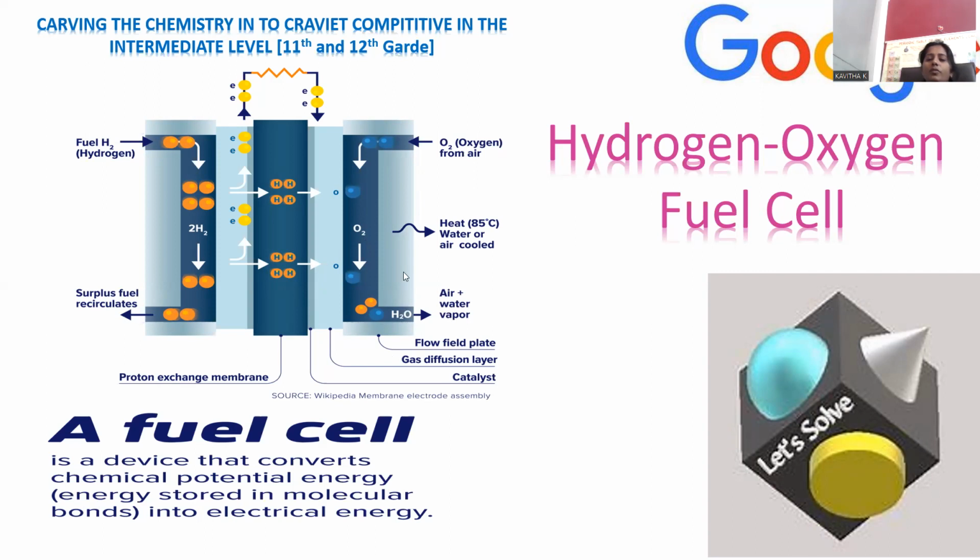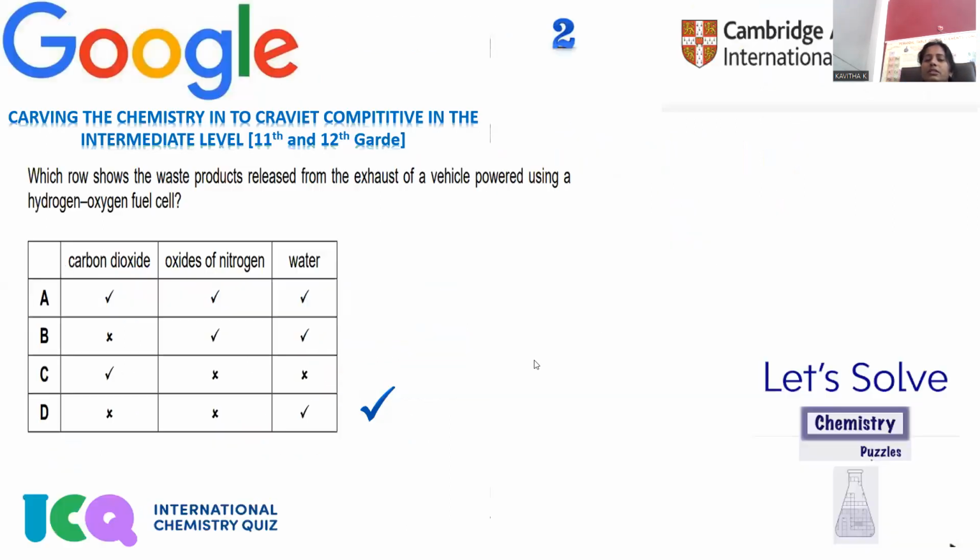The water is the output without any harmful emissions. We can't notice any oxides of nitrogen, oxides of sulfur, oxides of carbon, nothing else except water. Water is 100% eco-friendly and finds a wide range of applications as well. So this is the description for the hydrogen oxygen fuel cell. The waste product generated is water.